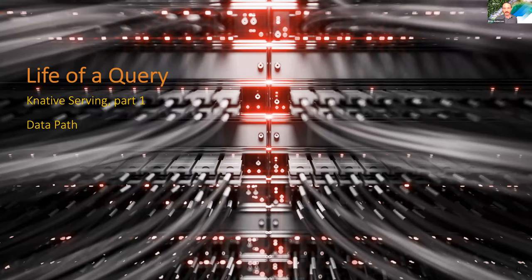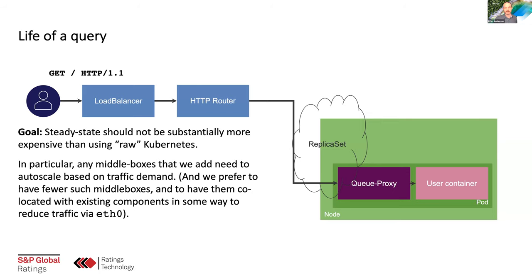And now we're going to talk a little bit about what the data path looks like for Knative serving, because we've talked a whole bunch about it being serverless. And let's see what that actually means. So the first goal for handling requests, I call this life of a query. I got my start at Google, and one of the first talks that you get is, here's what it looks like when you actually do a search query. So I always call it life of a query.